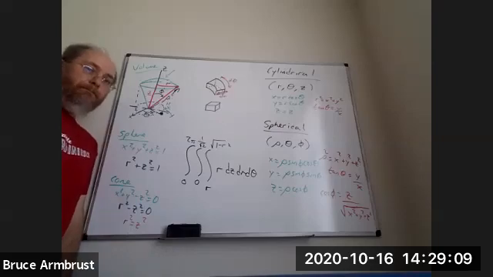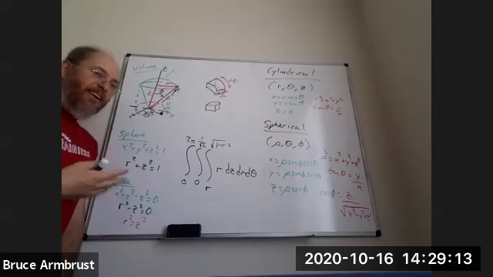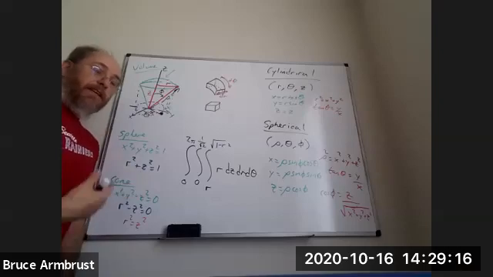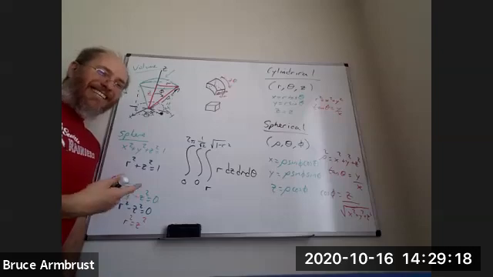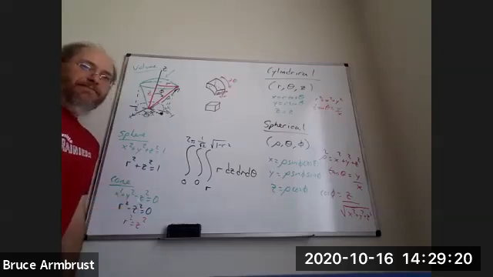That's it. So in polar, it was r dr d theta. In cylindrical, it's r dz dr d theta. And just throw in a dz.